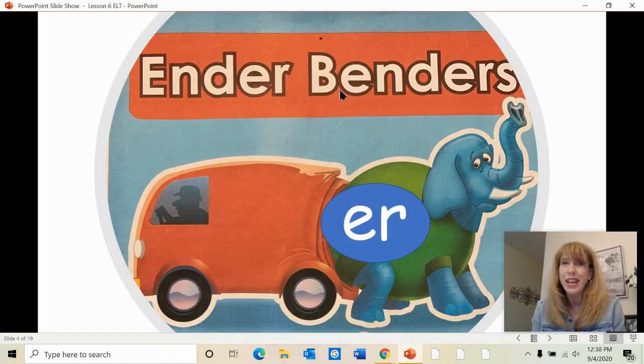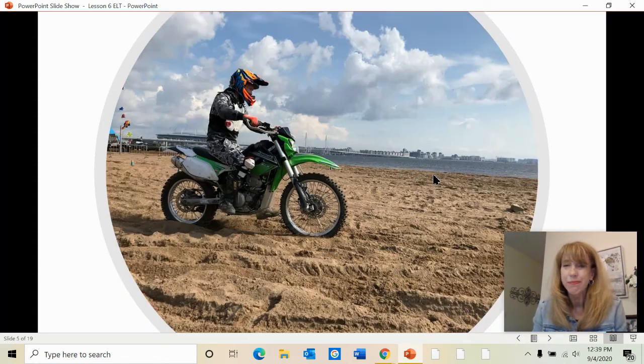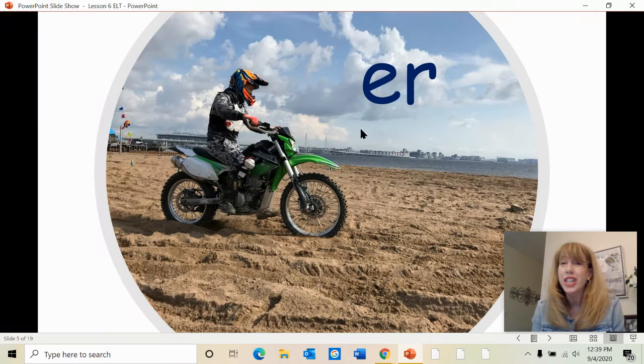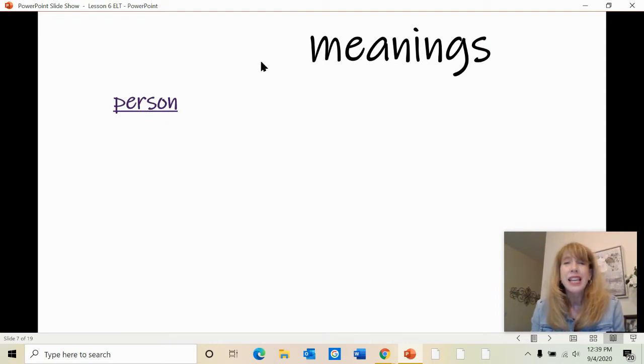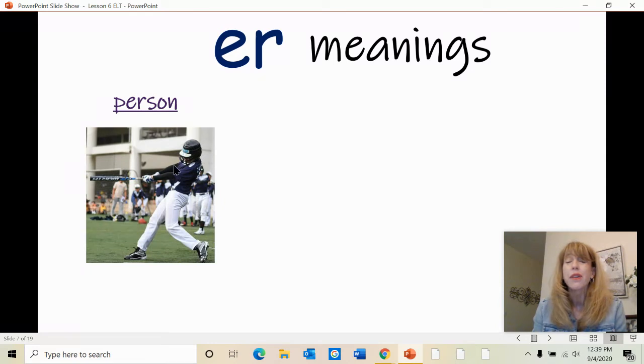Today we're going to do Ender Bender ER. Ender Bender ER sounds like a motorcycle. ER is kind of cool because it changes the word, just like the chrysalis changed into a butterfly. ER changes the word. Take a look. ER meanings can be a person. So you have batter. It's someone who bats.